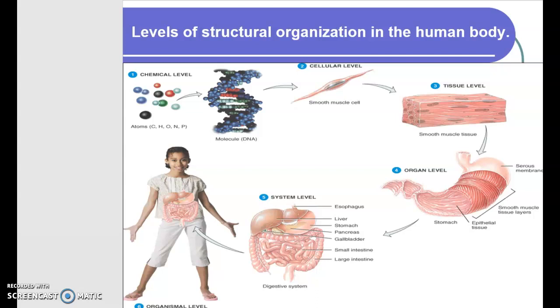And then we take organs and we put them together, and that's how we make an organ system. So as you can see in this lovely picture, there's the organs involved with the digestive system. And we take all those organs and we put them together, and that's how we get an organism. Oh, amazing how that works.